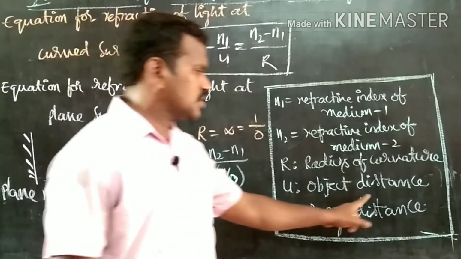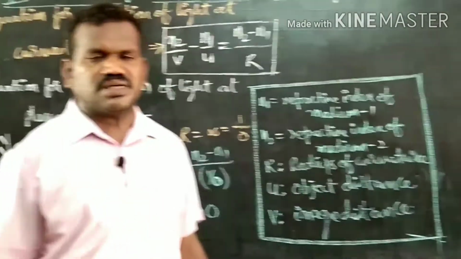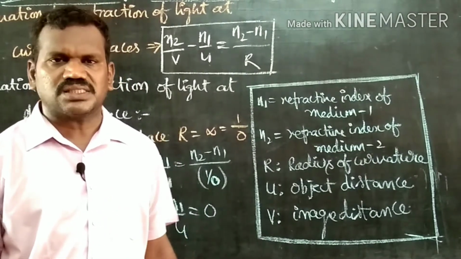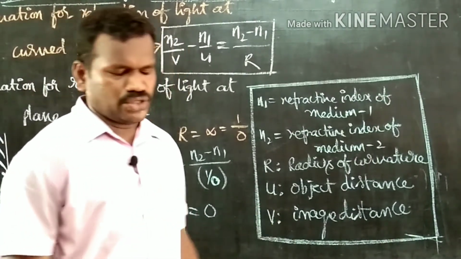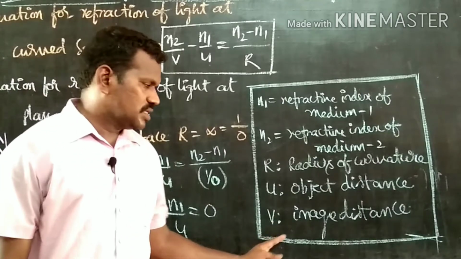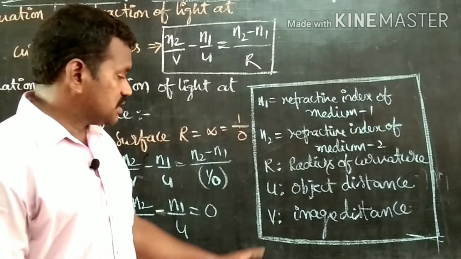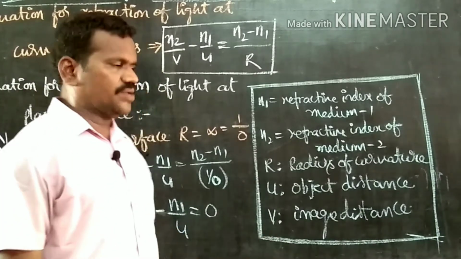U, you already know, is called the object distance. The distance between the optic center and the object is called the object distance, represented by the letter U. Whereas V, the distance between the optic center and the image, is called the image distance, represented by the letter V.